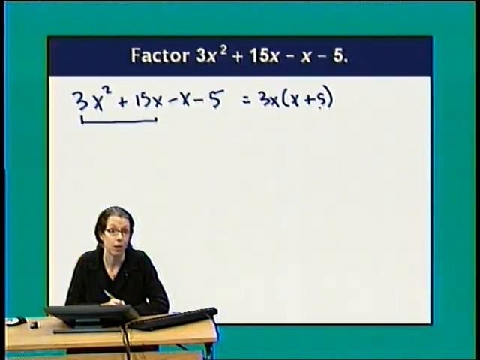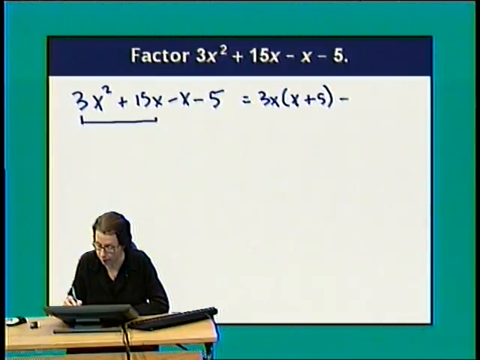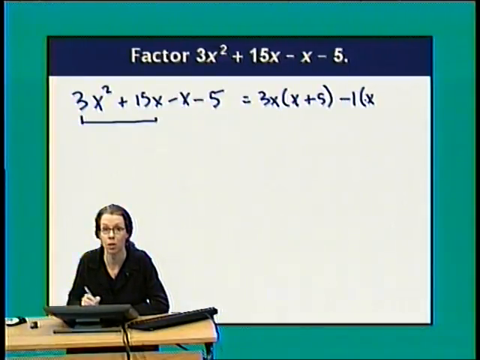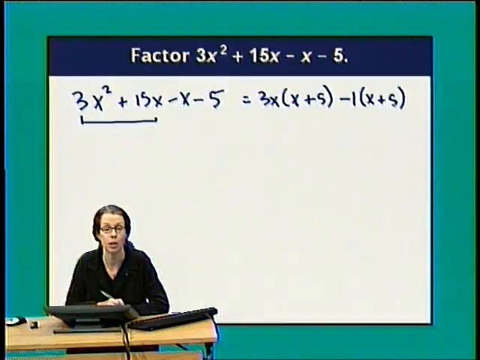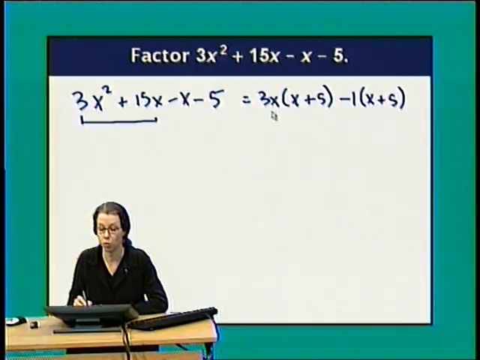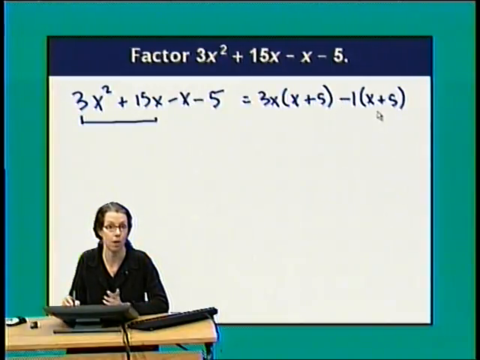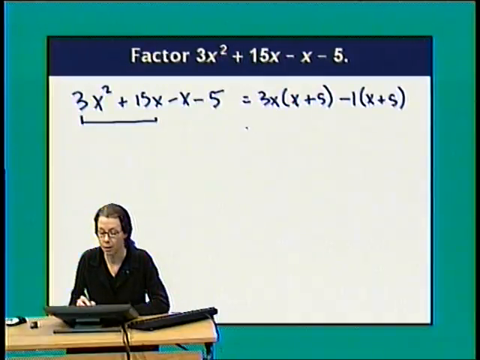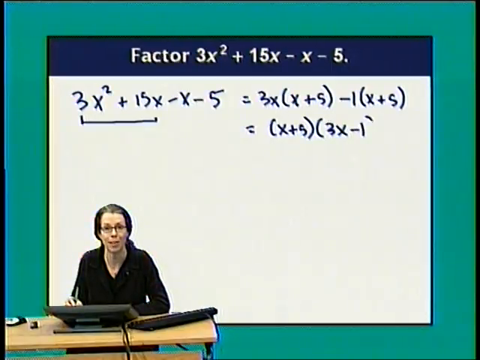Now, it would be nice if when I factor a common factor from the last two terms, I end up with an x plus 5. I see minus x minus 5. Look what happens if I factor out negative 1. Negative 1 times positive x is minus x. Negative 1 times positive 5 is negative 5. At this stage, I may want to quickly check using the distributive property: 3x squared plus 15x minus x minus 5. That's what I started with. Now factoring out the binomial factor of x plus 5 leaves behind a 3x minus 1.